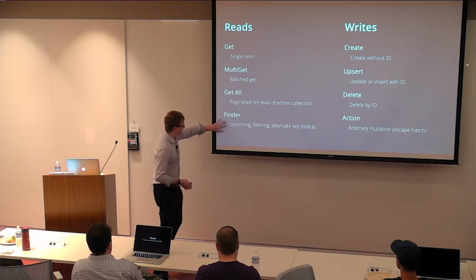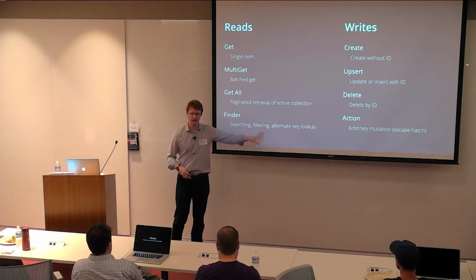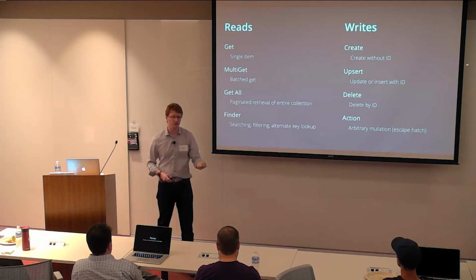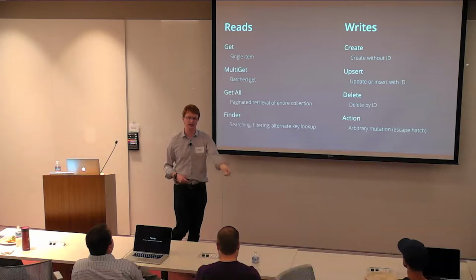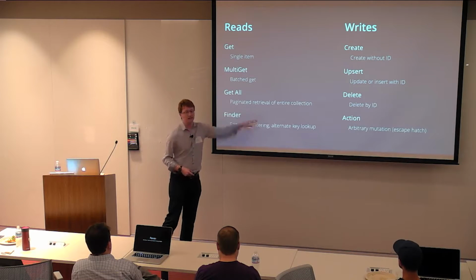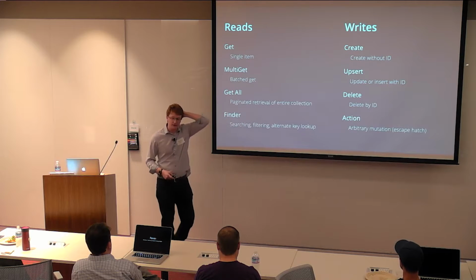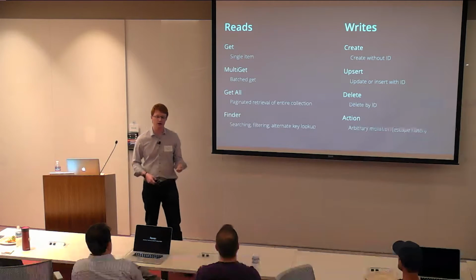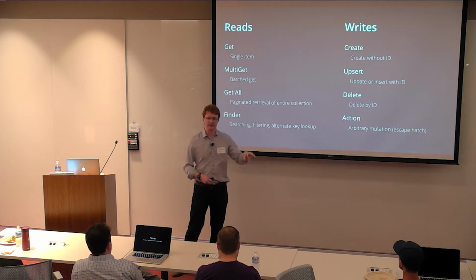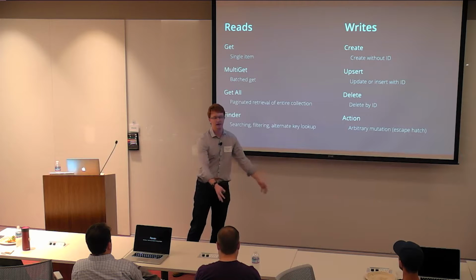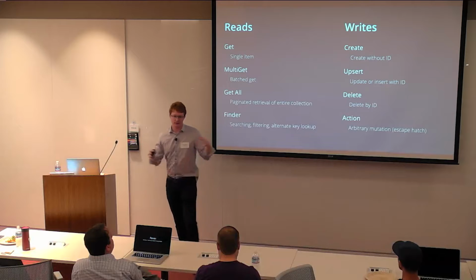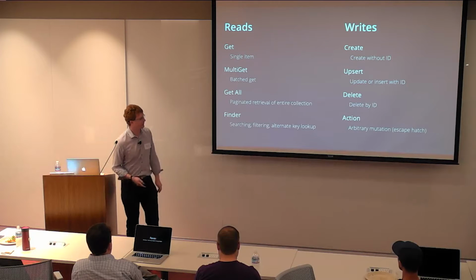And so finders are your way of searching, filtering, alternate key lookup. Your gets are very important for having a unique URL and looking things up by ID. Get all is if you really need to scan over everything. But then multi-get is very important because that's actually what's happening underneath the hood when you have a list of courses, and you need to get the related instructors. So we get those instructor IDs from the list of courses. Then we issue a multi-get against the instructor's resource, the instructor's table, so we can efficiently compute this fully joined response. Okay?